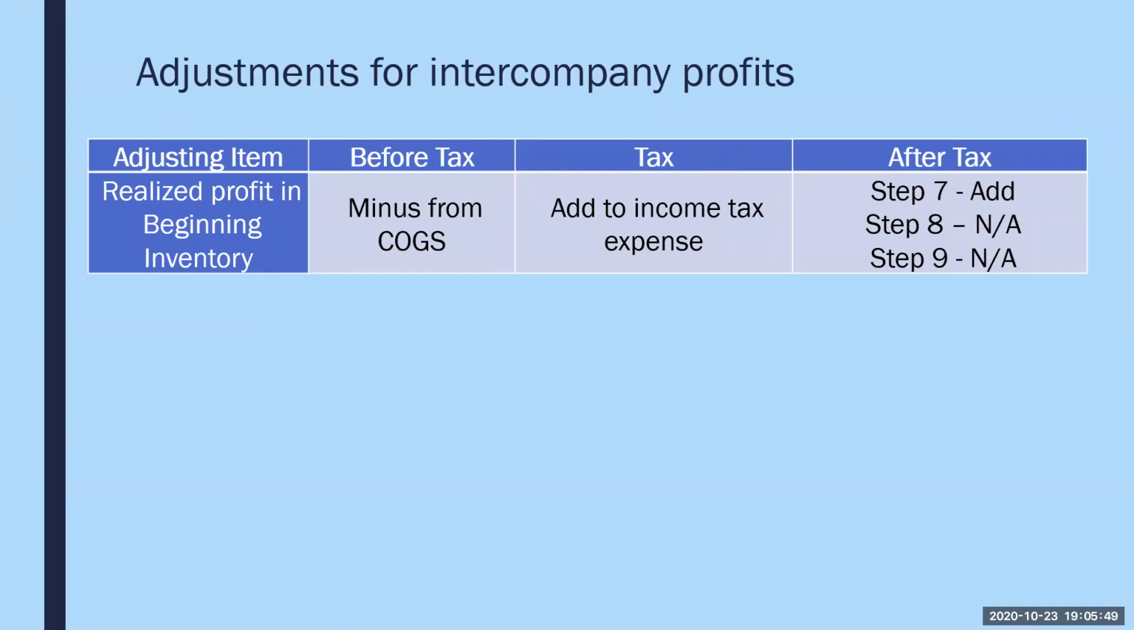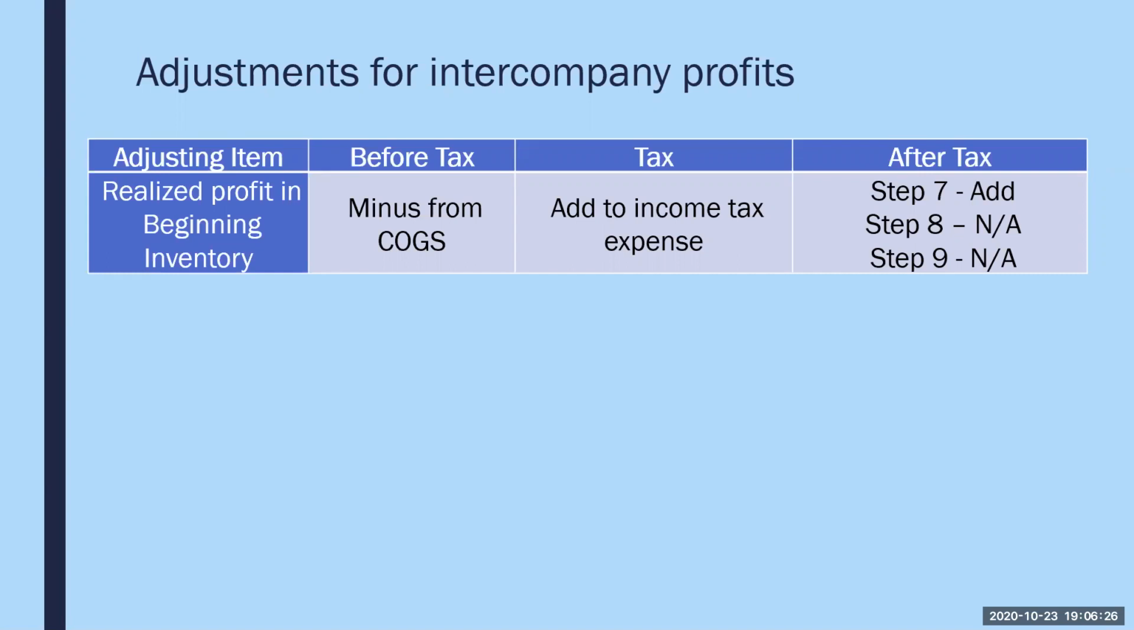Now, how do we achieve that? On the consolidated income statement, we will subtract the before tax amount of the profit. So the before tax amount of the profit is subtracted from cost of goods sold. Now, if you think it through, cost of goods sold is an expense. If we subtract an amount, cost of goods sold goes down. Lower the cost of goods sold, higher will be the gross profit. And everything else being equal, income before tax will be higher as a consequence.